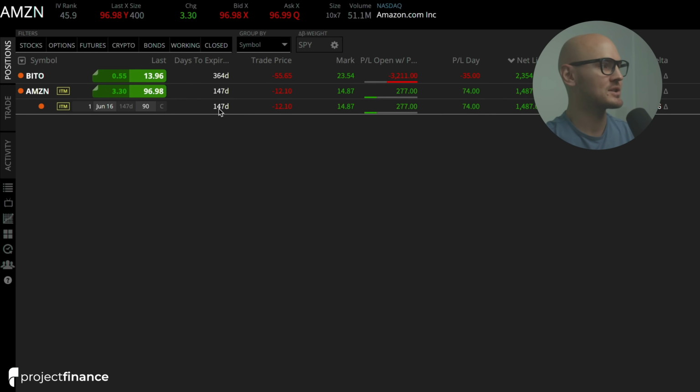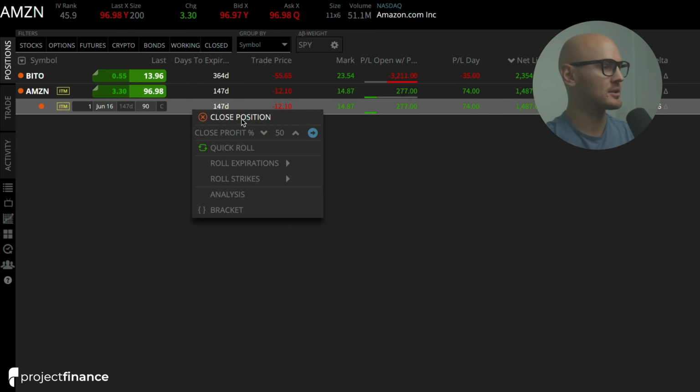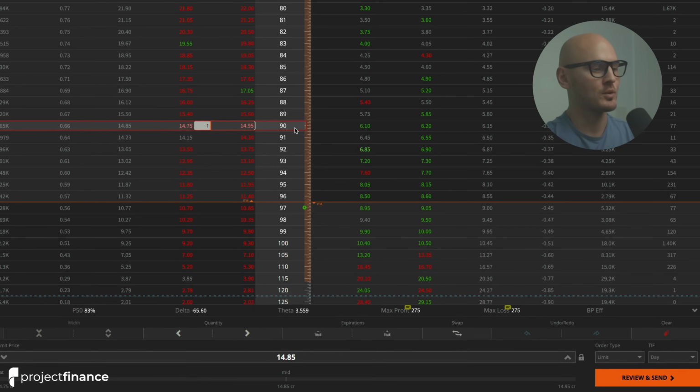So to close this position, I can just click on this option, right click, hit close position, and this brings up an order to sell this call option. And it brings up the mid price of $14.85, which is simply the mid price or the middle point between the bid and the ask price. So whenever we enter an option position, it's a good idea to start at the mid price and then see if you can get filled at that mid price. If you don't get filled, then you have to adjust the price to a slightly worse price for you.